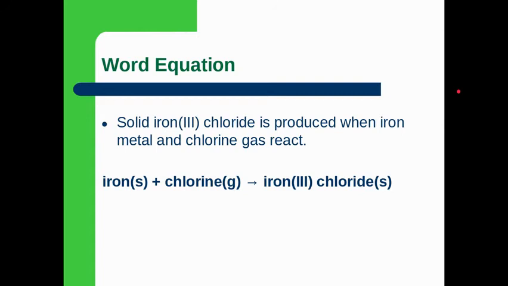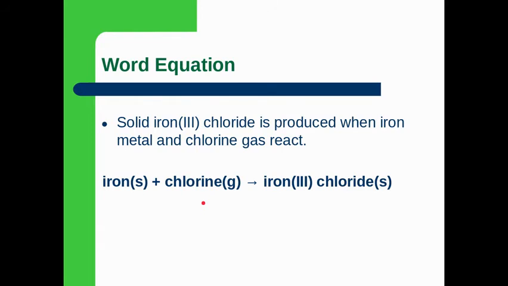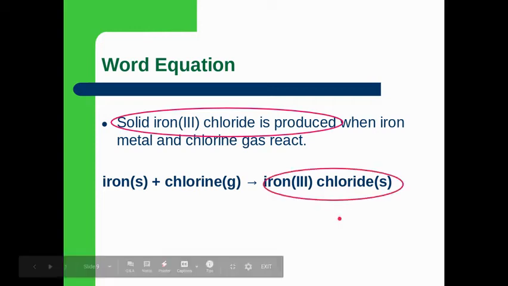Now this slide is just to show you that when we're describing a chemical reaction, we don't always describe it in order. For example, I could have said that iron 3 chloride is produced when I put iron metal and chlorine gas together and they react. That doesn't mean, though, that I change the way that I write the equation. I still want to write the beginning chemicals first, then the arrow, and then my products. And we can see here, solid iron 3 chloride is what is produced, so that goes on the right side of the arrow.